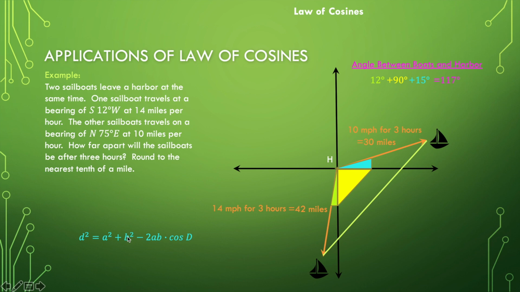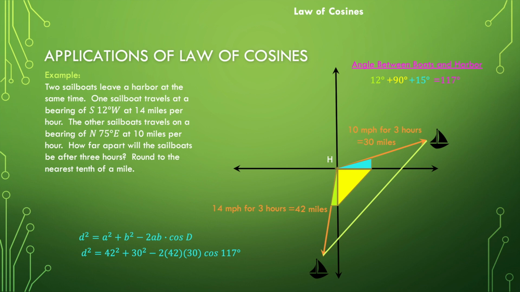So we can go ahead and substitute 42 in for a, 30 in for b, and those go there as well. And then d will be that angle measure of 117 degrees. So it kind of looks like this when we substitute it all in.